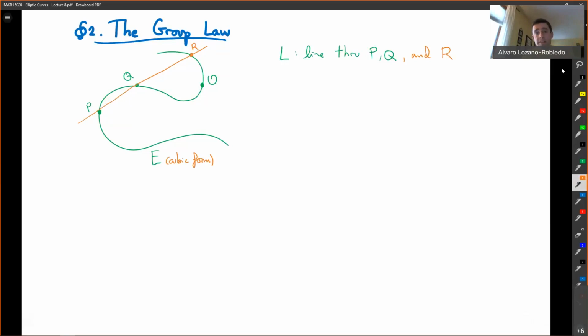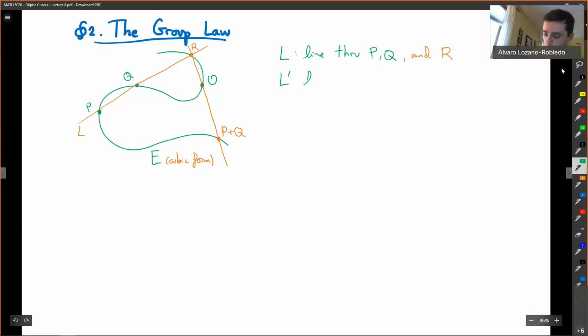And then that is not going to be P plus Q. What we're going to do now is draw the line. So this is the line L. And now I'm going to draw the line through R and O and find the third point of intersection. And that is the point I'm going to call P plus Q. So now L prime is going to be the line through R, O, and then it has to go through a third point, and that is going to be P plus Q.